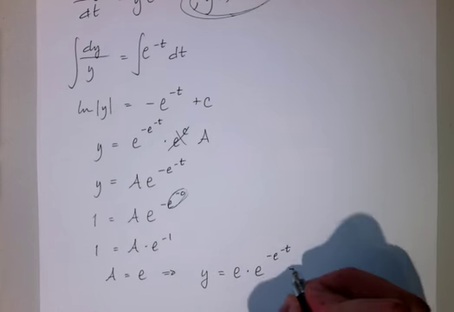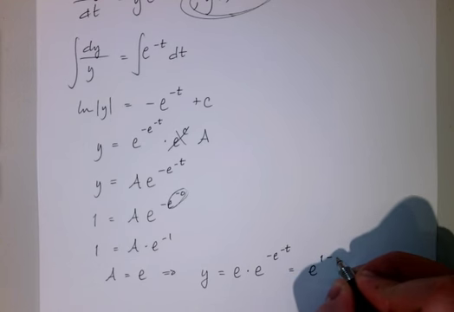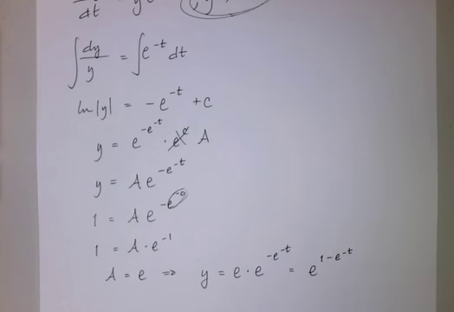So if a is equal to e, then y is equal to e times e to the negative e to the negative t, and you could just go ahead and combine it into e to the 1 minus e to the negative t, and that makes it all nice and pretty. Okay? That right there is the particular solution to the given initial value problem.